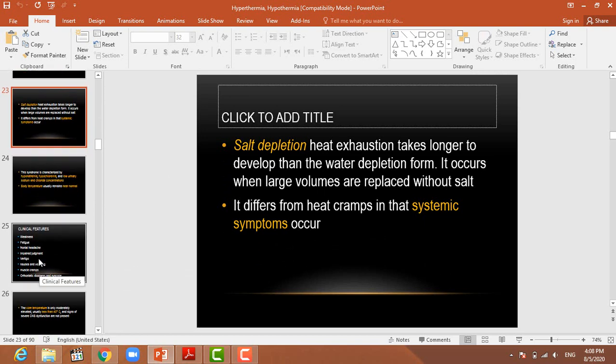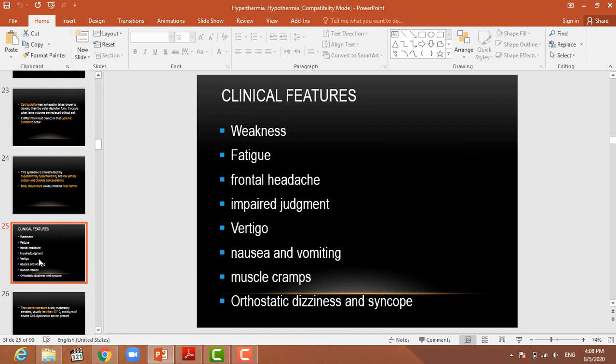There are different symptoms: weakness, fatigue, headache, mainly frontal headache, and then impaired judgment, that is you are usually confused, and vertigo, nausea, vomiting, muscle cramps, orthostatic dizziness, and syncope. That is, when you change your posture from sitting to standing, you feel dizzy and you may become faint at that time.